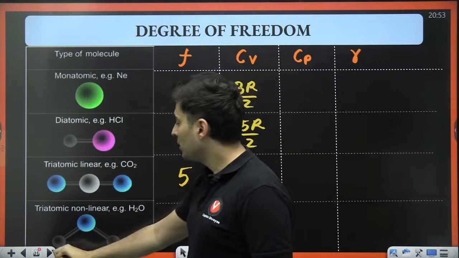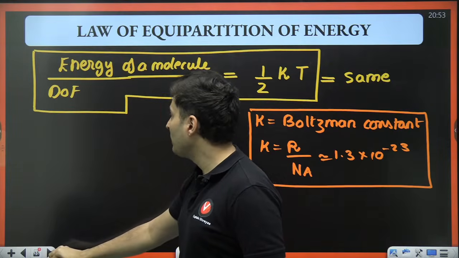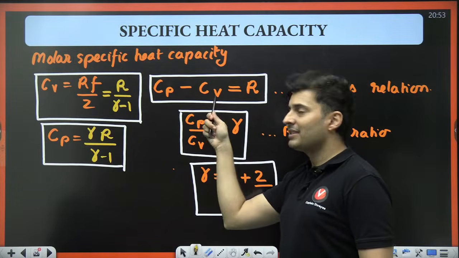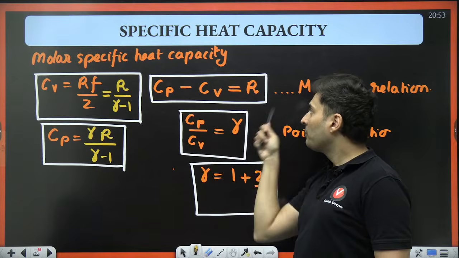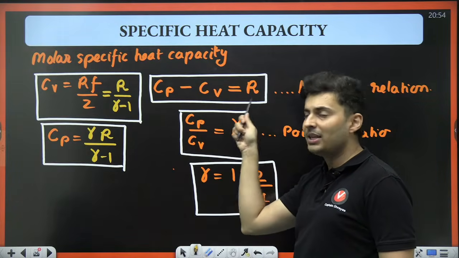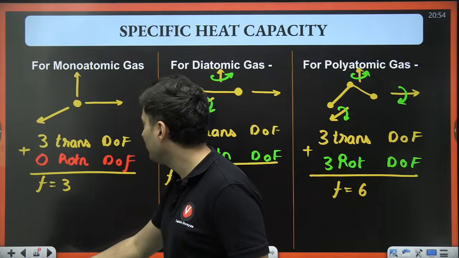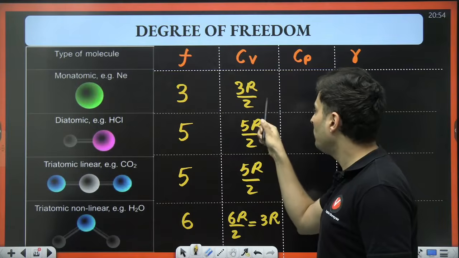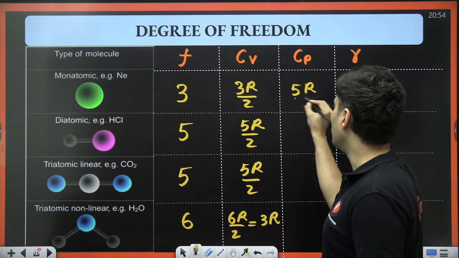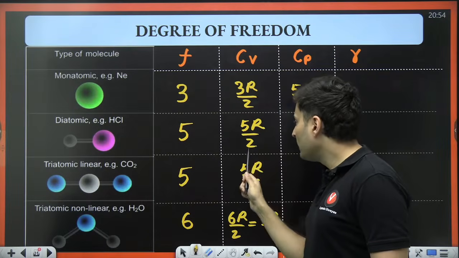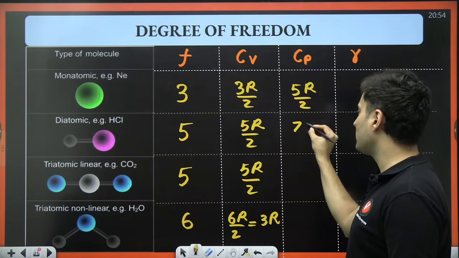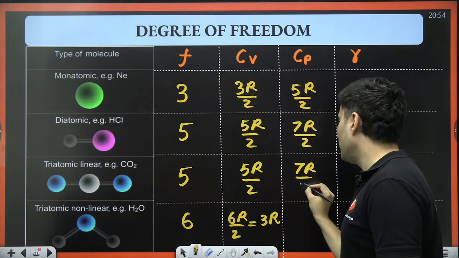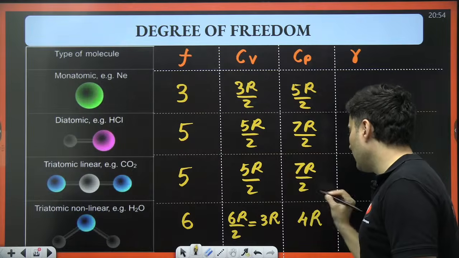Correct? Very good. What about the Cp value? For the Cp value, I will make use of Mayer's relation. Cp minus Cv is R, so Cp will be R plus Cv. R plus Cv will give me the Cp value. Just add R to it. 3R by 2 plus R will be 5R by 2. 5R by 2 plus R, 2 plus 5, 7, so 7R by 2. 5R by 2 plus R, again 7R by 2. 3R plus R is nothing but 4R.